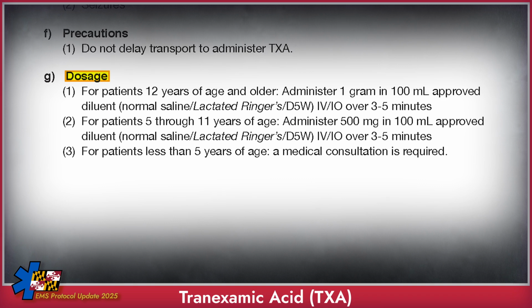The new dosages are now, for patients 12 years of age and older, administer 1 gram of TXA in 100 milliliters of an approved diluent over 3 to 5 minutes. For patients 5 through 11 years old, administer 500 milligrams TXA in 100 milliliters of an approved diluent over 3 to 5 minutes, and for patients less than 5 years old, a medical consultation is required. Approved diluents for TXA include normal saline, lactated ringers, and D5W.